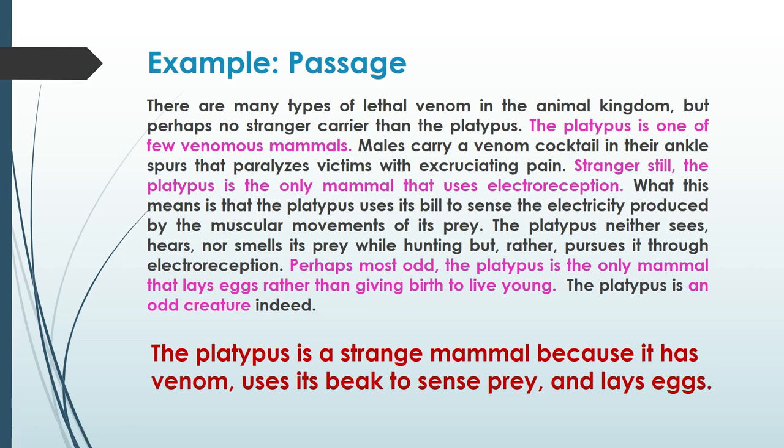This idea, this adjective. Because it has venom. See how we are summing up now. It has venom. It has that poison. It uses its beak to sense prey. Now this is actually for electroreception. The word, we have another term, sense prey. And the third thing is it lays eggs. Now look at those pink colors and this red color. And see that you have not skipped anything. It is the same. Only that it has been shortened into your own words. Right?